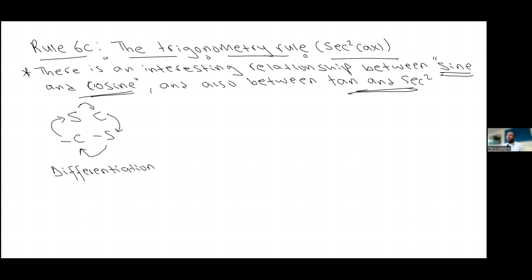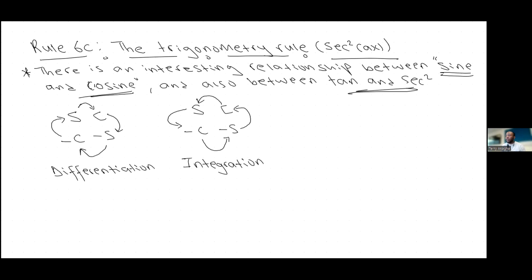And I've also talked previously about how it's exactly the same thing when you integrate, except that in this case, you go in the opposite direction. So when you integrate cosine, it's going to give you sine. When you integrate sine, it's going to give you minus cosine. When you integrate minus cosine, it's going to give you minus sine. And when you integrate minus sine, it's going to give you what? Cosine. So this is integration. Then finally, what we are going to focus on now is sec squared.